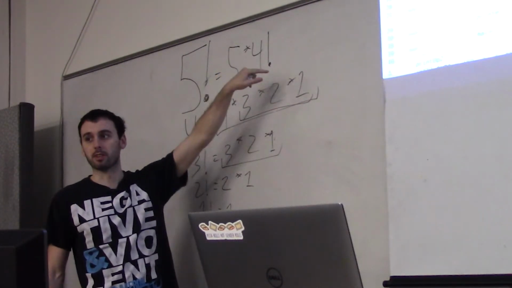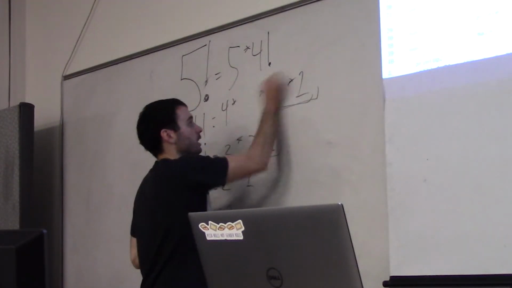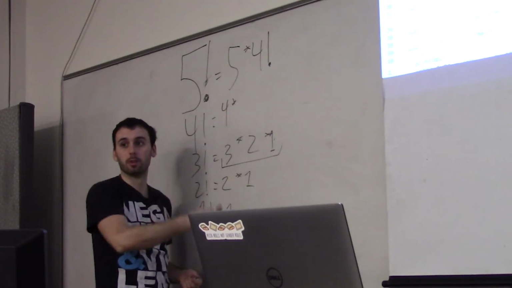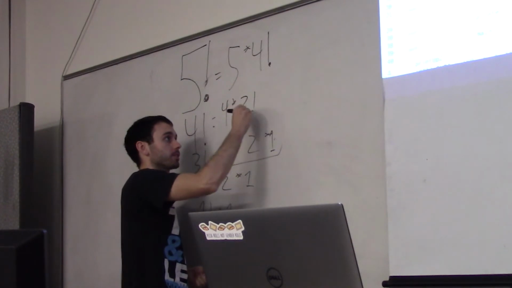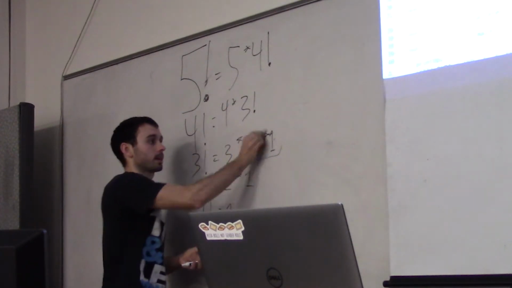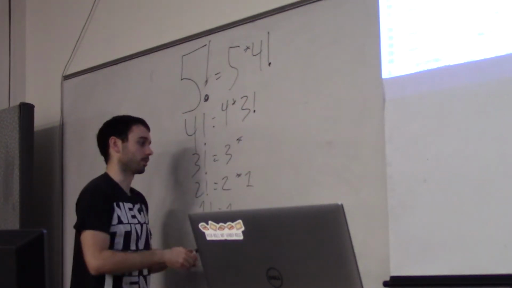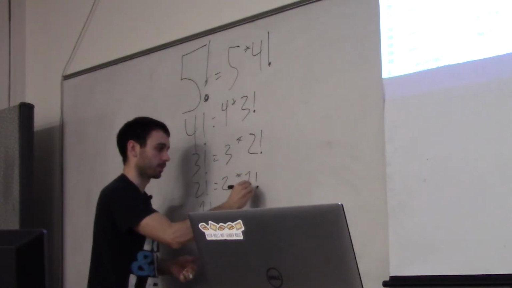So 5 times 4 factorial. And you can just kind of work your way down defining them all like this. 4 times 3 times 2 times 1. Well, 3 times 2 times 1, that's just 3 factorial. And 2 times 1, that's just 2 factorial. And 1 is also 1 factorial, and 1 is 1.